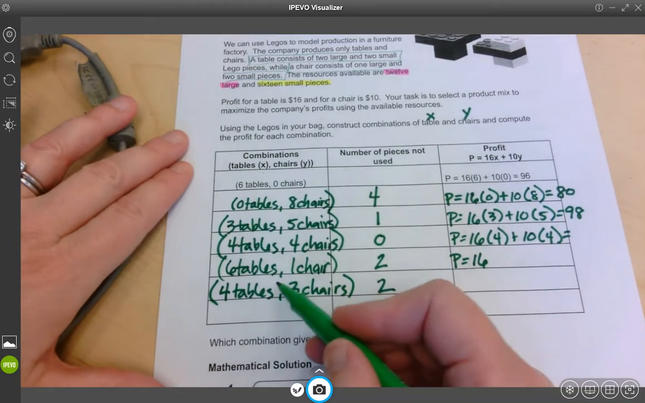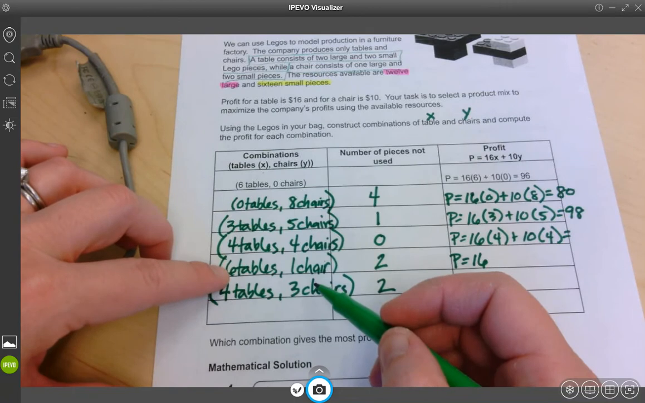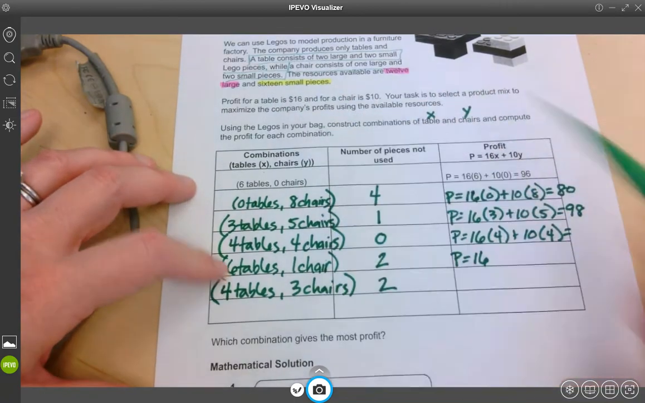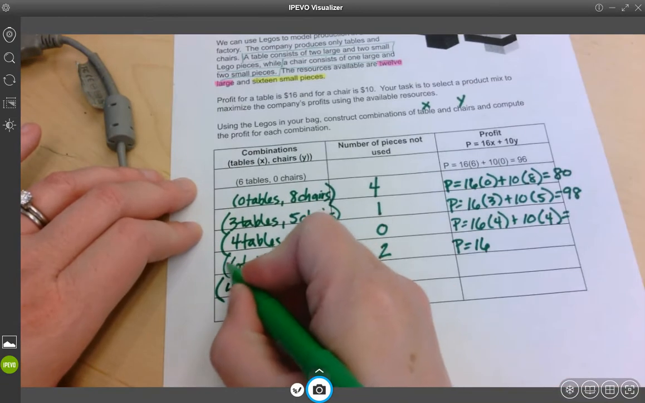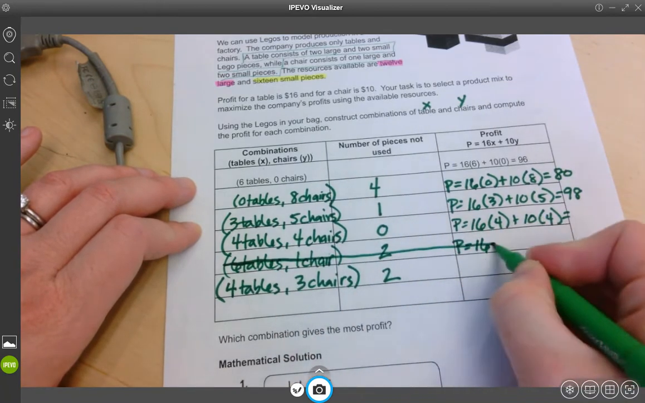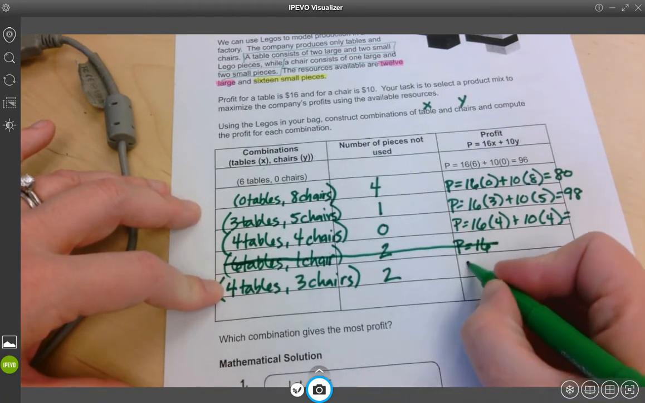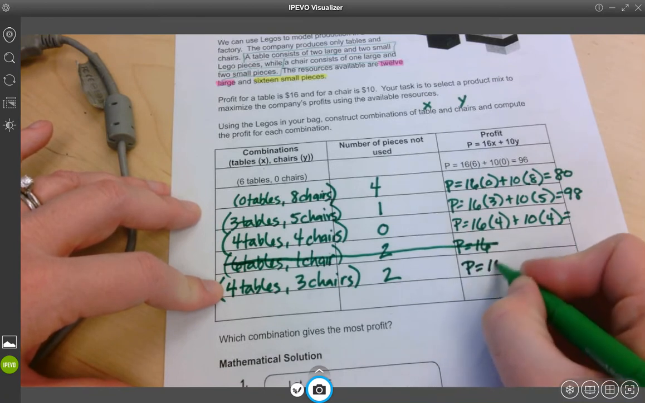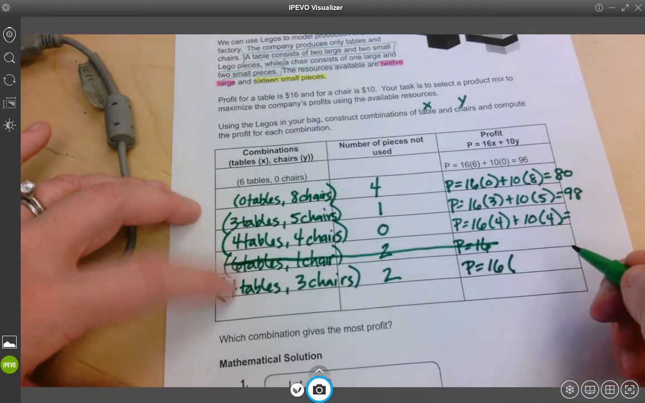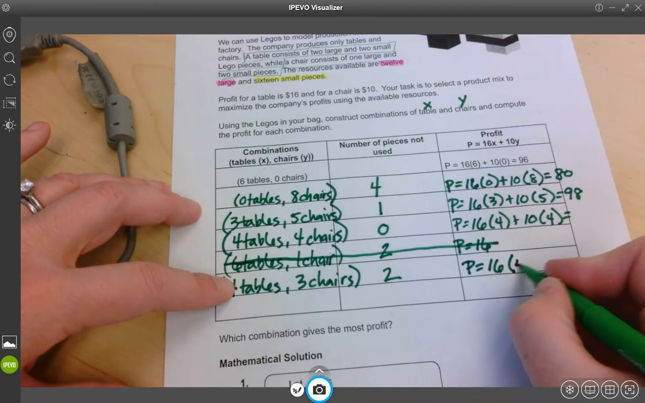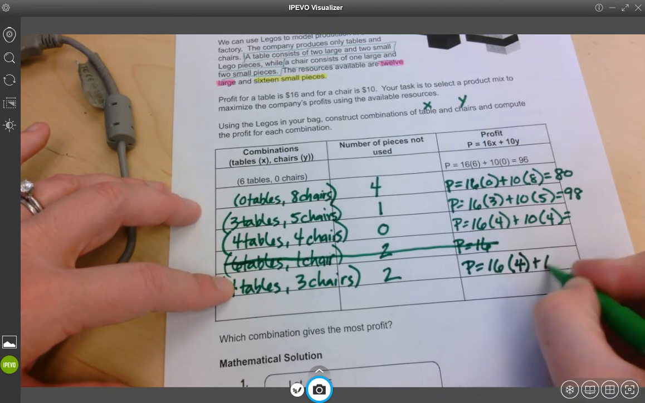Because for this one right here, 6 tables is already going to use up the 12 large. So I think maybe somebody's bag had an extra piece in it. So we'll just take that one out. That's not a big deal. And let's do this one. 16. We have enough for this, right? 16 times 4 plus 10 times 3.